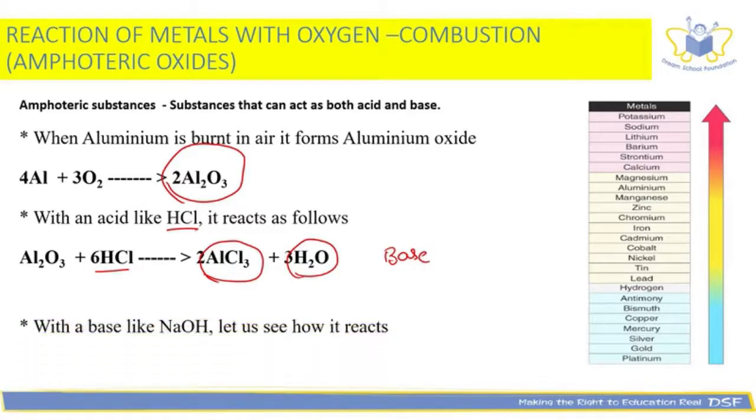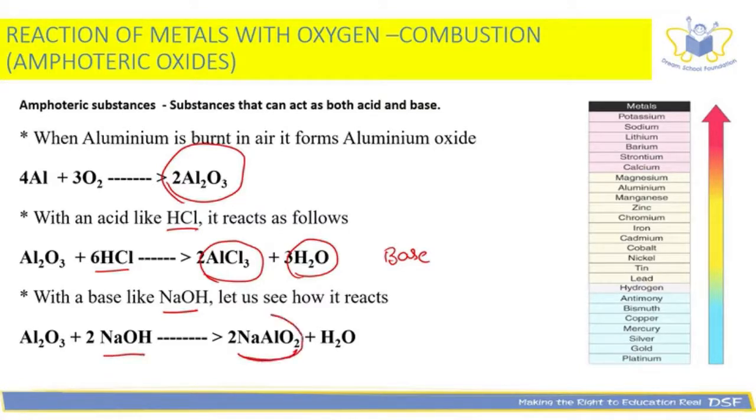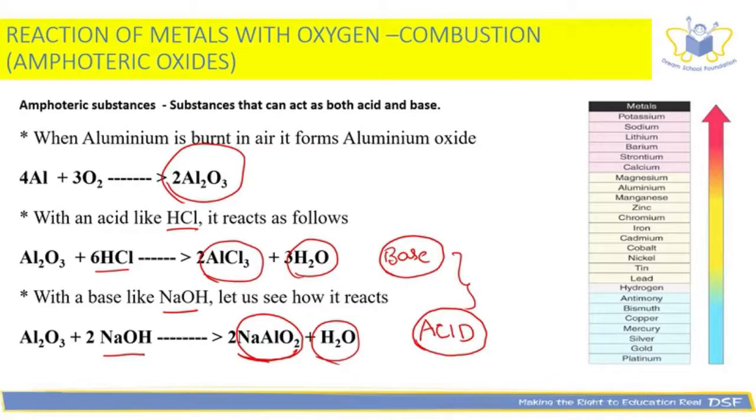Let's see what it does with a base, like NaOH. Aluminium oxide reacts with NaOH to give you sodium aluminate and water. So basically, it is also a neutralization reaction, correct? So in here, it is acting like an acid. So aluminum oxide is basically being like a base when treated with an acid and acting like an acid when treated with a base. That is why it is called as amphoteric.